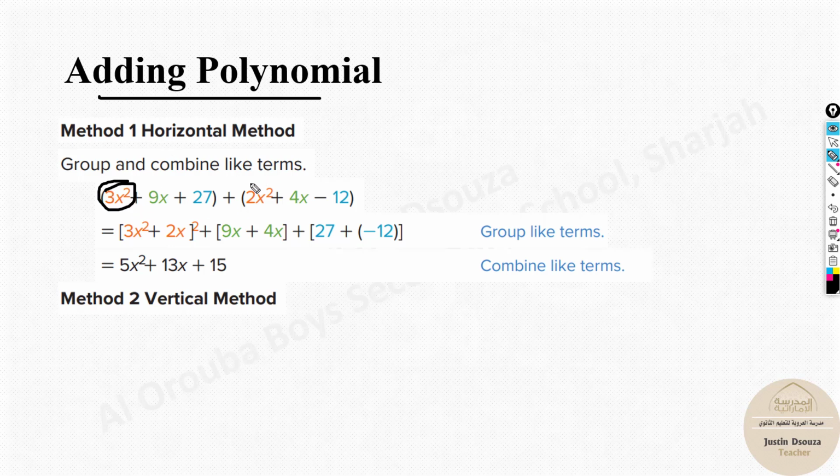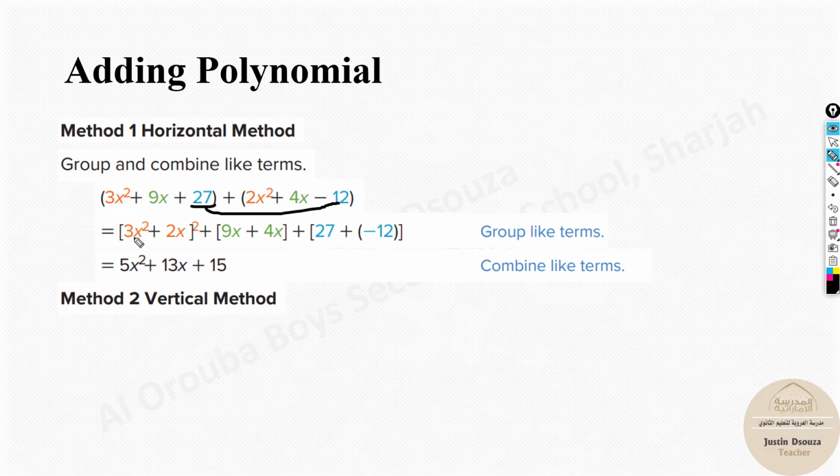Whenever you're adding, solving, and even subtracting, you need to make sure the degrees are the same. Now, these are the two polynomials, right? Look into the degrees. The orange one, 3x squared, and this orange one, 2x squared, must be added up together. You can't add with something else. The degree must not be different. It must be the same. Similarly over here, 9x and 4x, you need to add them up together. And 27 and negative 12, add them up together.